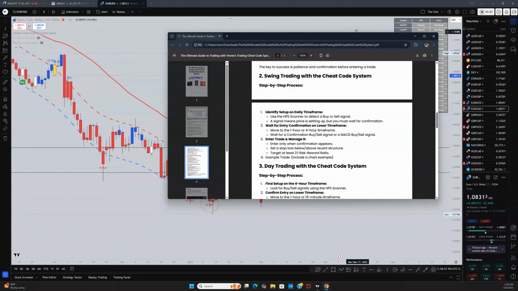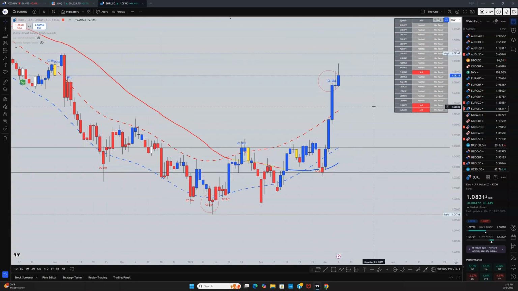Okay, you guys understand that? A signal means to wait. So right now we're on Euro USD on a daily time frame. We have a sell signal on the scanner. We also have a cheat code sell signal on the daily time frame. Okay, so again, once we get the signal, it means to wait. The only signals that we respect or trade are going to be the CC buy or CC sell. Again, the only signals that we trade are going to be the CC buy or CC sell.